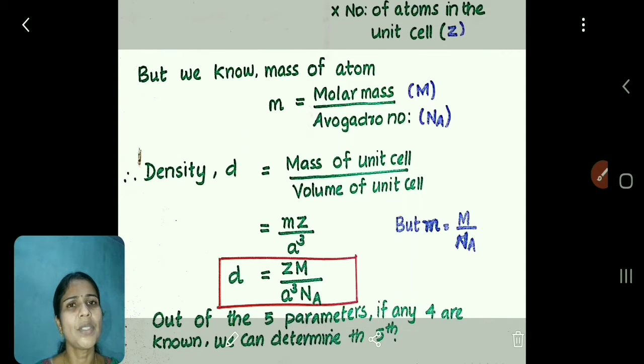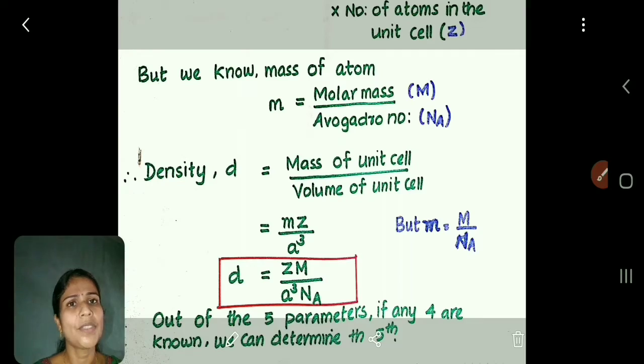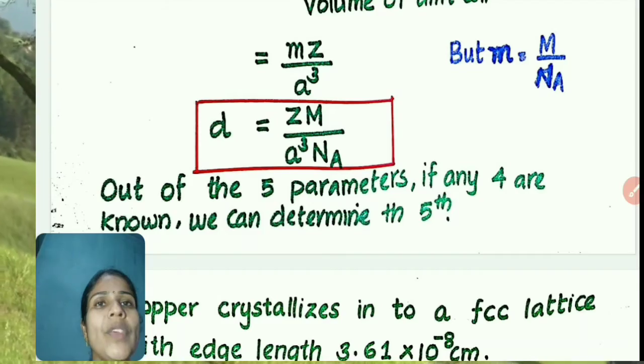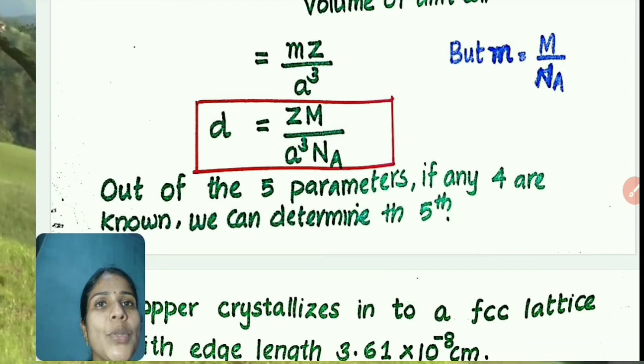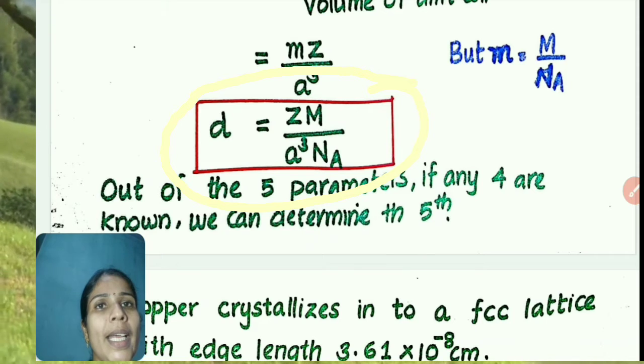So density of the unit cell or density of the crystal D is equal to ZM by A cube Na, where Z is the effective number of particles, M is the molar mass or atomic mass of the metal, A is the edge length, Na is the Avogadro number. So from this equation we can calculate the density of the crystal. Now we solve some problems related to the equation D is equal to ZM by A cube Na.